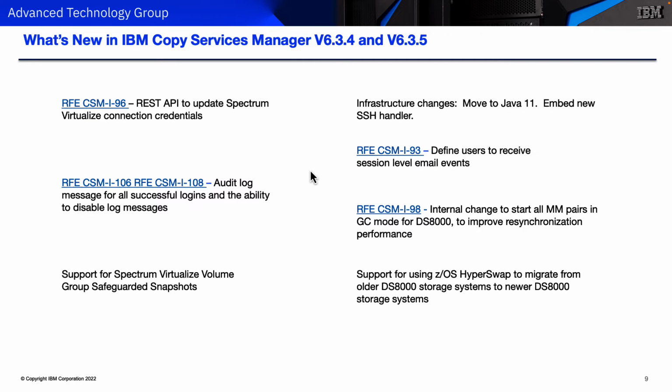In this video, I'm going to go over what's new in IBM Copy Services 635 as well as 634. We didn't do a 634 video. There was a minor change that you might have seen go out, but with 635 going out now, we decided to tell you what was in 634 as well. So in this video, I'll cover both.